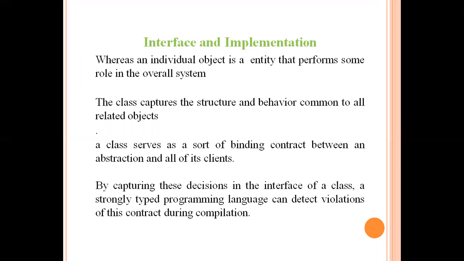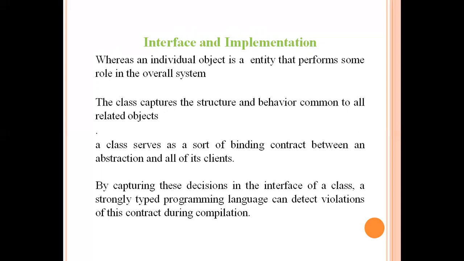So the class captures the structure and behavior common to all related objects. To represent this, the object is represented by class. The class represents the structure and behavior common to all related objects. Suppose in library, book is common and each book has its own structure and behavior. Here structure means attributes, behavior means operations.